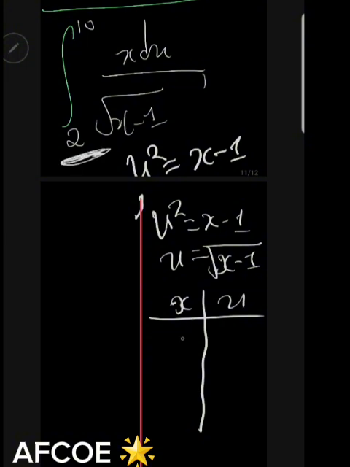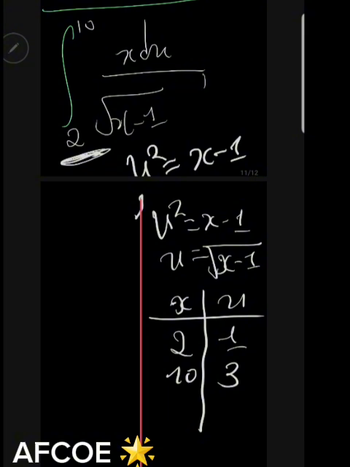So when x equals 2, what will be your u? You put 2 here, 2 minus 1, the square root of that will simply give you the square root of 1, which is 1. And now substitute when x is 10. When x is 10, you get 10 minus 1, which is 9. Then you take the square root of it, you get 3. So when x is 10, u is 3.